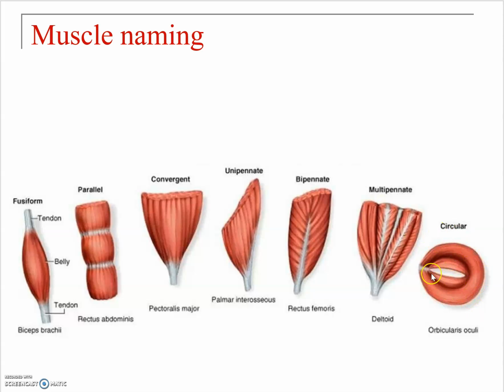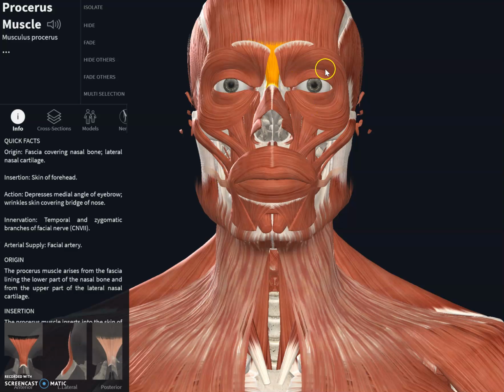Then this last muscle as an example over here is orbicularis oculi. Orbicularis is a circular muscle like an orbit, and oculi is the eye. So these are circular muscles around the eye. If you look at this figure over here, you see orbicularis oculi are the circular muscles around the eye.